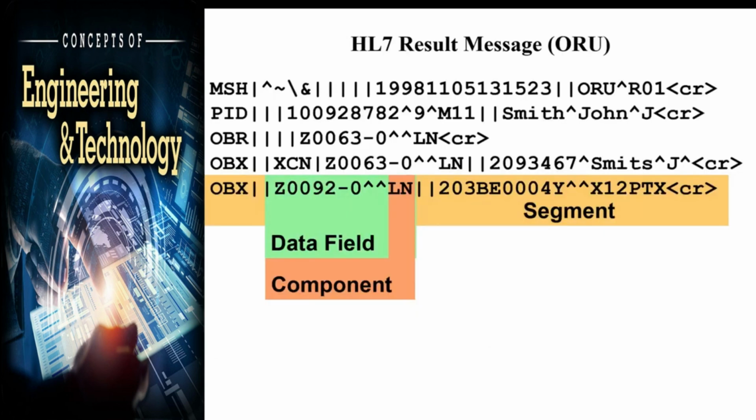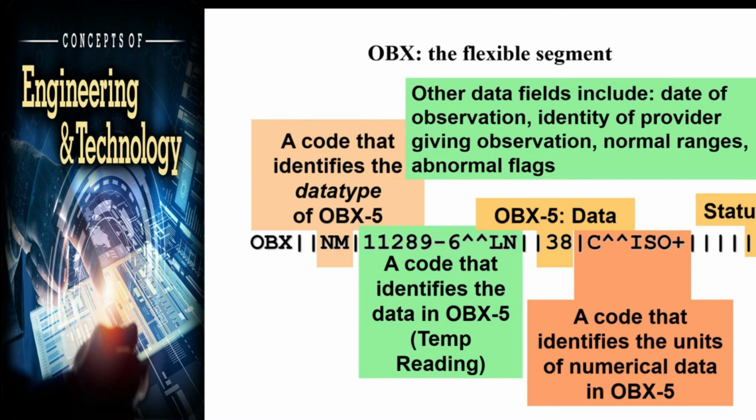Like that we have the HL7 result messages. You have the different segments, the PID, OBR, OBX, observations and all those things. Okay, so this is an example given here. The different exam result messages will show which segment you are working with, the data field, and what kind of components are required. Then we have a flexible segment.